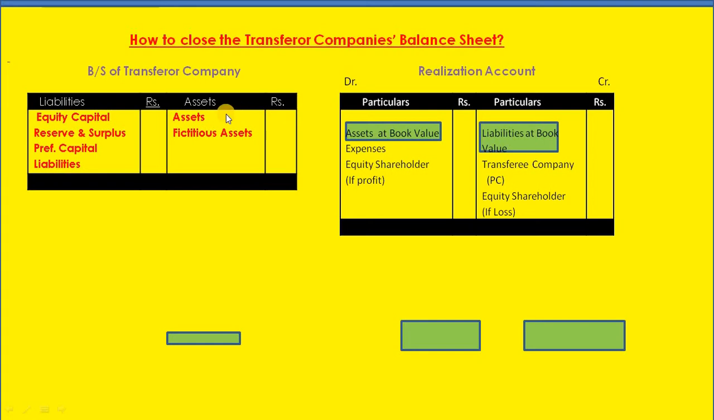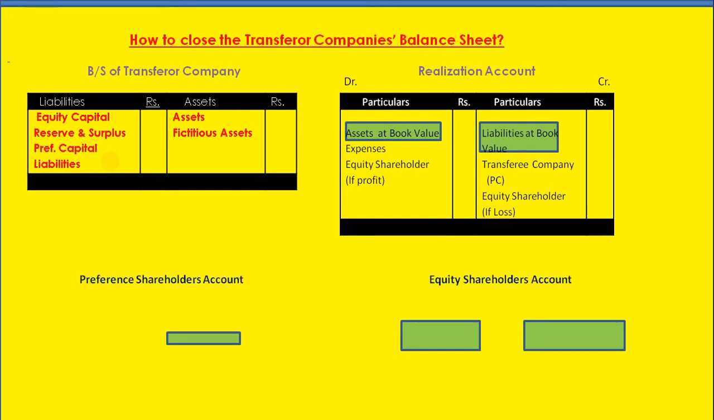In the balance sheet, the assets value will become zero, because it has moved from the balance sheet to the realization account. Second thing, liabilities. Liabilities will also move from the balance sheet to the realization account on the credit side, at book value. So after this, assets and liabilities are taken out from the balance sheet, and we don't have assets and liabilities in the balance sheet, because they are transferred to the realization account. It is transferred by passing journal entries, which we will discuss after this explanation. Here just keep in mind where the various components of a balance sheet will go. Assets and liabilities are going to the realization account. Right, the first job is clear.